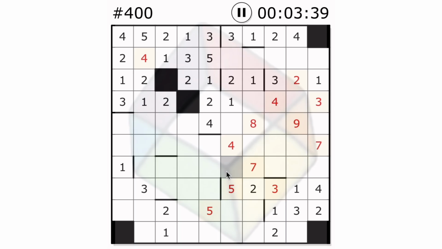This square can't be 2, 3, or 4. This square can't be 2, 3, or 4. This square can't be 2, 3, or 4. And this square can't be 2, 3, or 4. That means here, here, and here must be 2, 3, and 4. This can only hold 2. That's a 1.